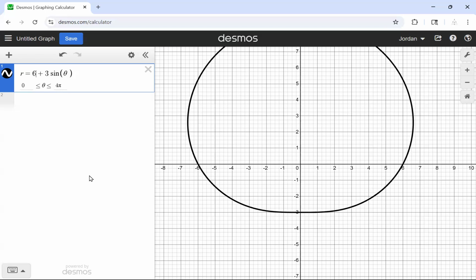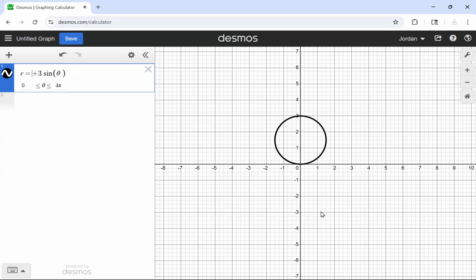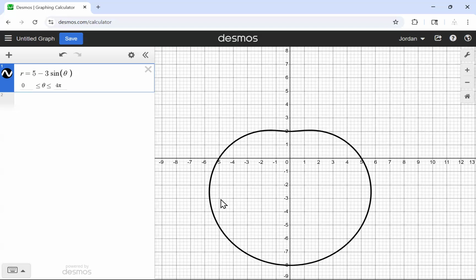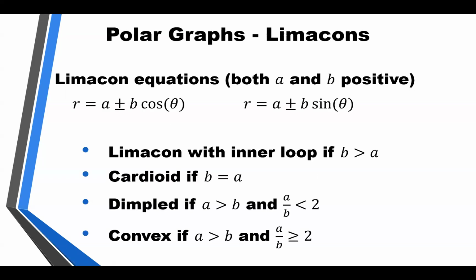If that ratio is 2 or more, then we get a smooth shape. If it's between 1 and 2, then we get a dimple shape, a dimple of some sorts. And once again, using a negative coefficient just flips that curve around the x-axis. Using example 6, we can see what is going on. Now, these are called limaçons, all right? It's kind of a French term. Sometimes there's an accent on this C, but it's like a lemon and then song, all right? So limaçons.